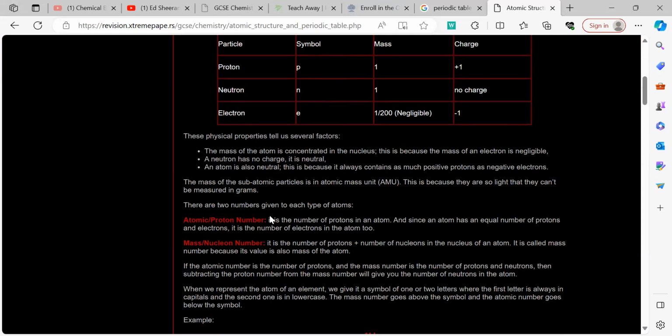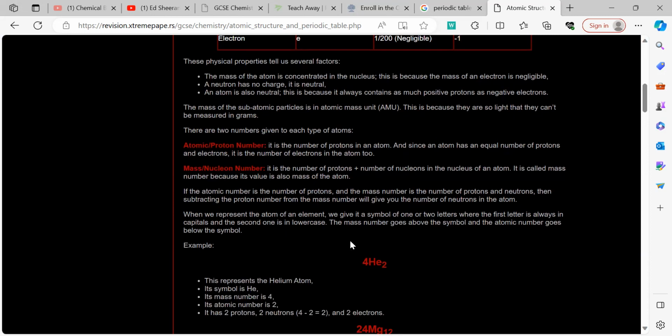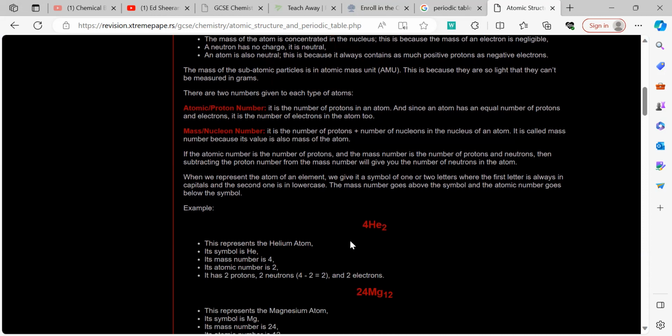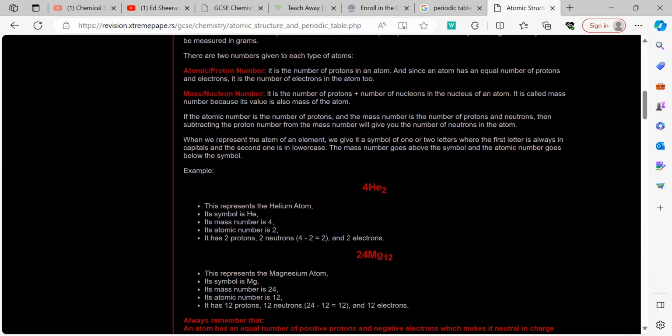Now, the proton number is the number of protons, and the nucleon number or mass number is the number of protons combined with neutrons. So, what is asked in the exam? In the examinations, for example, you will be asked to find out the number of electrons in a specific atom. You will, for example, be given the nucleon number.